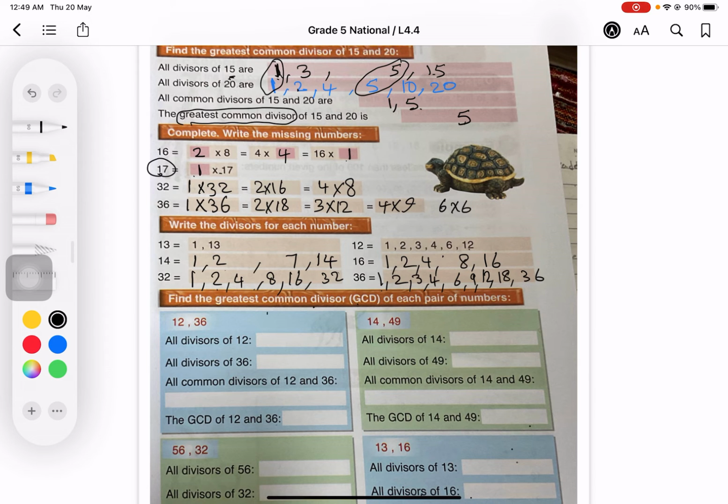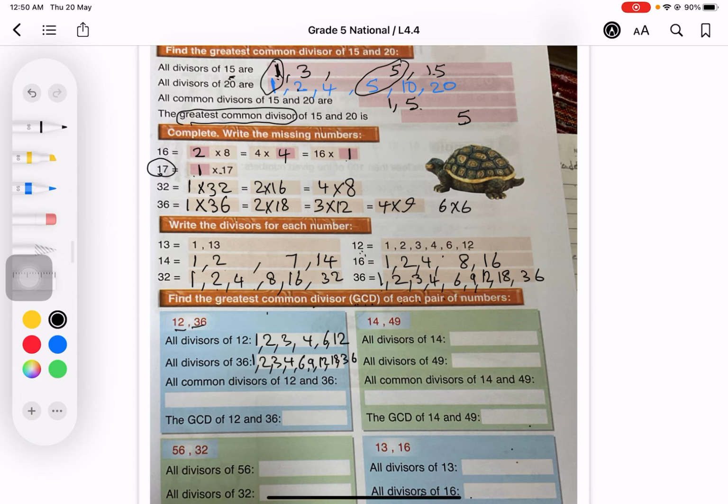Find the greatest common divisor of each pair of numbers. They wrote for me 12 with 36. We just did 12 now. It is 1 with 12, and 2 with 6, 3 with 4. Now 36 has many divisors. It's 1 with 36, 2 with 18, 3 with 12, 4 with 9, and 6 with 6.